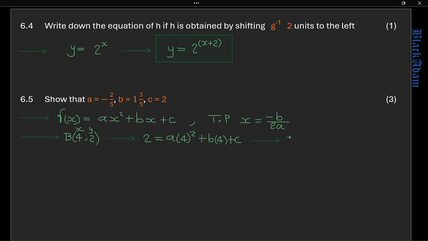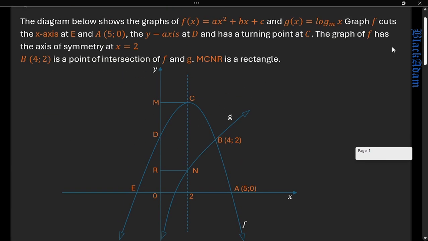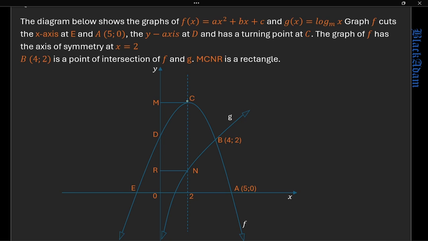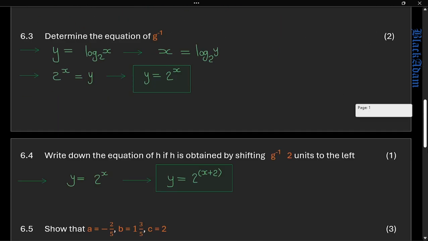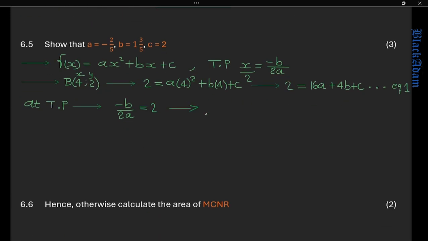Simplifying further, 2 equals 16a plus 4b plus c. That gives us one equation. We're going to find another equation. We can use another point, or we can use the turning point given. At the turning point, we have minus b over 2a, which gives us 2, because the x of the turning point is 2.